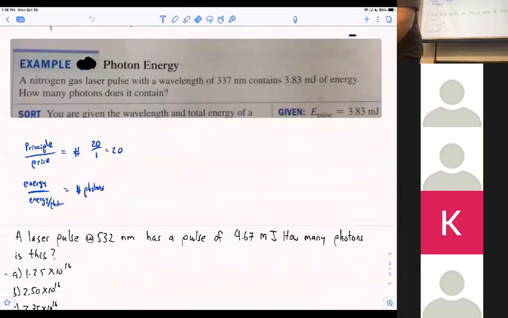I like this stuff so much more. I'm like, yes, quantum mechanics.